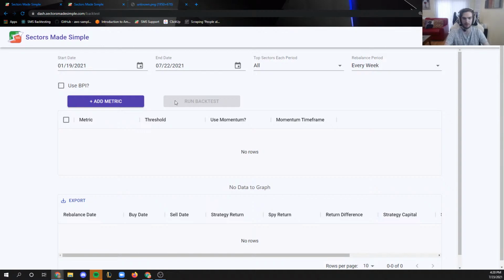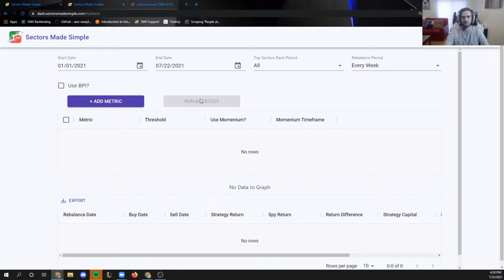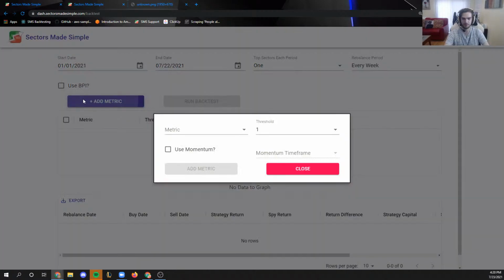So let's take that strategy that we came up with and test it from the beginning of January. You don't have to do this if you're just looking for the beginner method. This is where you start going once you get a little bit more familiar and a little bit more confident investing in sectors. So for this backtest, we're going to start on January 1st. For top sectors each period, this is how many sectors do you buy. We want to keep it simple, so we only buy one. Rebalance once every week.